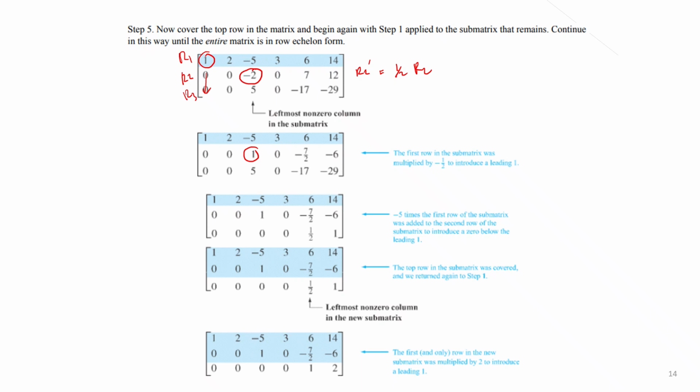Next, after you have this leading one, you want to make this one become 0. In order to do that, the new row 3 will equal minus 5 times row 2 plus the original row 3. So you will have this value become 0 like this.